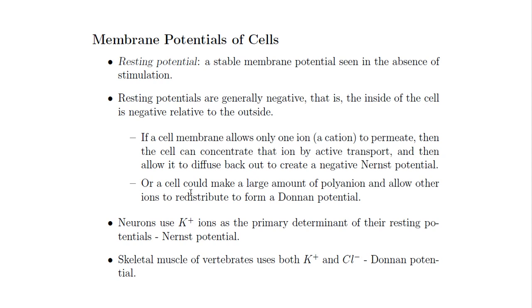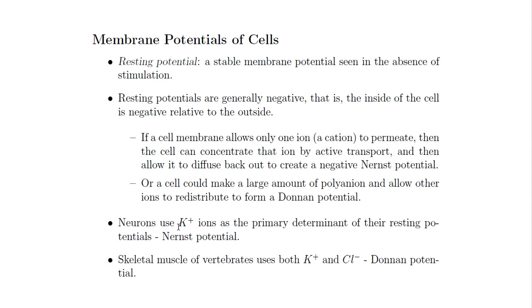Polyion means the cell, some of the cell parts, diffuse or break down, to produce a large amount of polyanion. Because of this difference in concentration of polyanion, it will make the ion from outside come to inside, or ion from inside move to the outside, so as to get the equilibrium back.